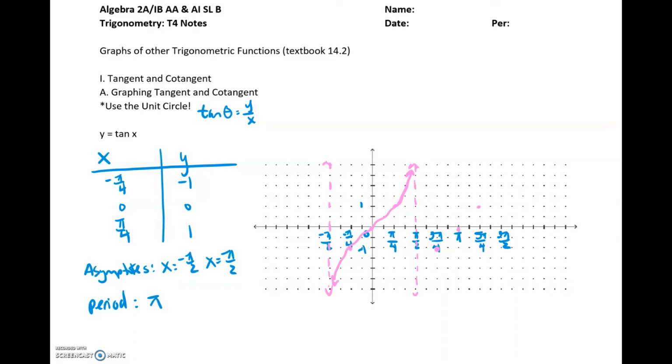And then going with my asymptote as well. So just counting a full period over to get our next set of points. And there is your graph of tangent. Okay, so then what about cotangent?